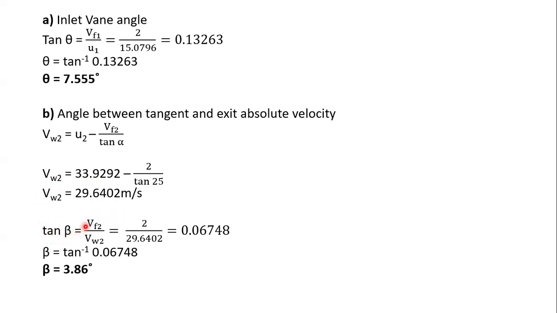So that gives us a complete package now. Then tan beta is equal to VF2 over VW2, meaning 2 over 29.6402. This is the ratio. Then tan inverse of this gives us 3.86 degrees. That is now our angle between the tangent and the exit absolute velocity, the absolute velocity on exit. So that's what we have as our angle referred to as beta there.